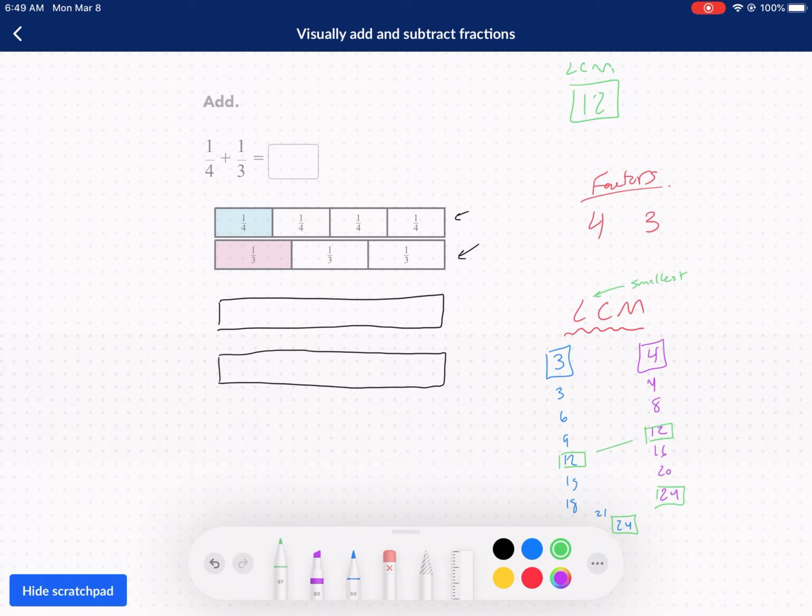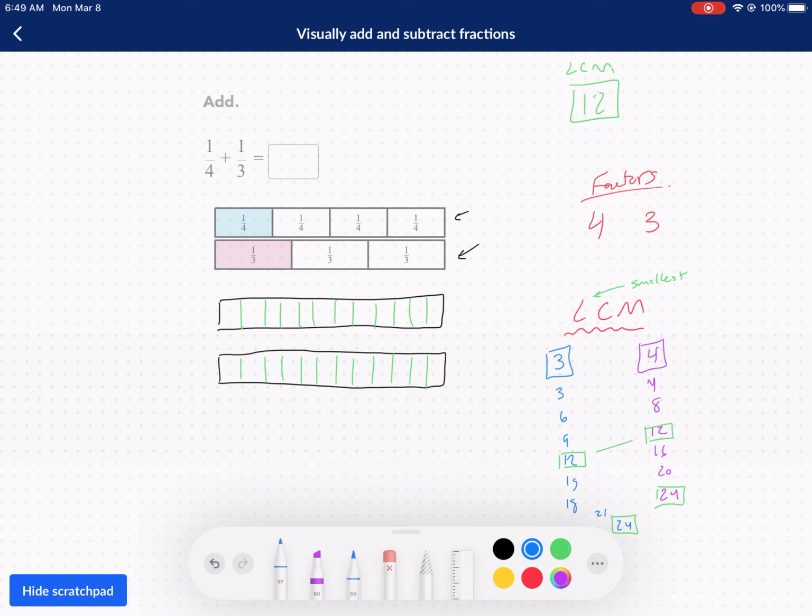What does that mean? That means we're going to chop this up into 12 slices. So we'd have 1, 2, 3, 4, 5, 6, 7, 8, 9, 10, 11, 12. Same thing on this side. Trying to get it to match up. Sorry, it's not perfectly divided, but it's pretty close.